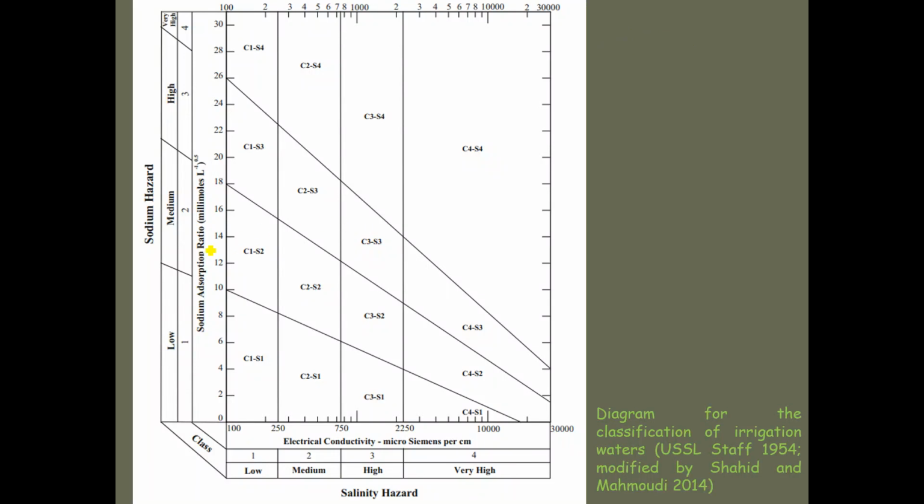If SAR lies between 0 and 10, it means low concentration of sodium, and if it exceeds 10, then we generally avoid using that water. Based on different data, it is categorized into different classifications: medium, high, and very high.